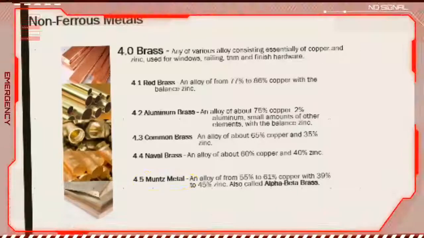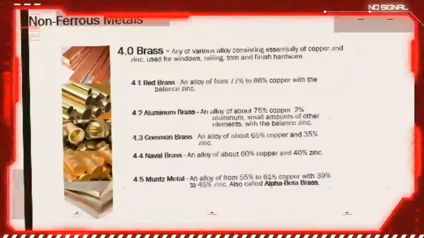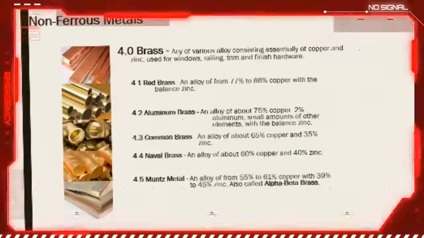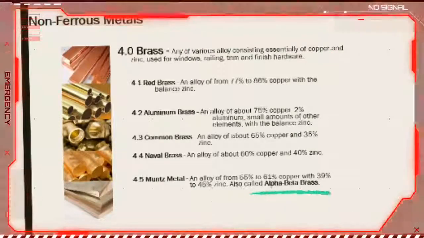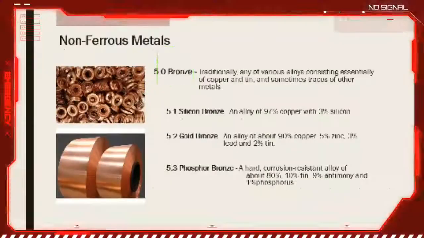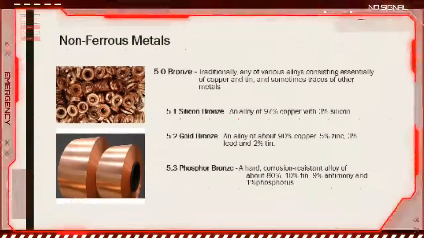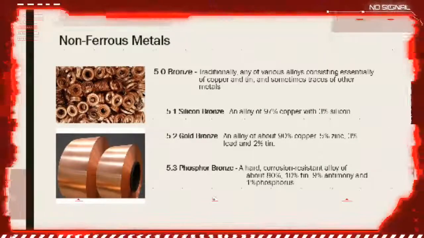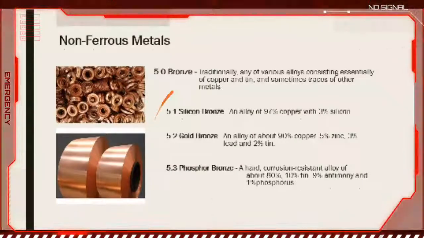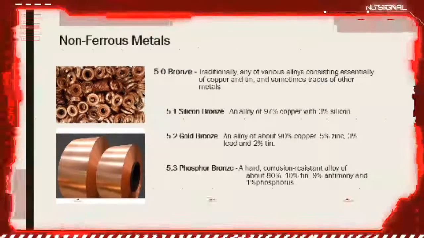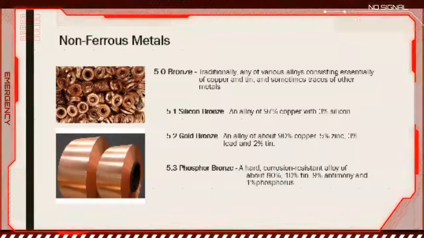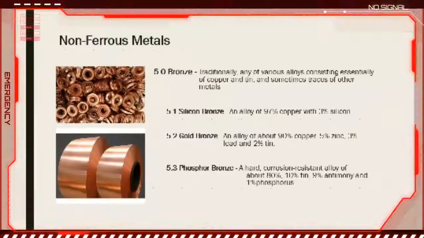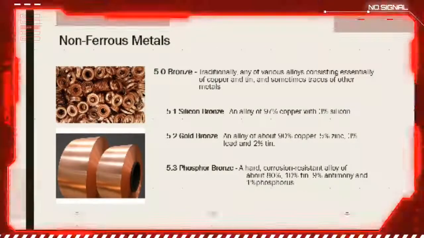Muntz metal, an alloy of from 35% to 61% copper with 39% to 45% zinc, also called alpha beta brass. Next is bronze. Traditionally, any of various alloys consisting essentially of copper and tin, and sometimes traces of other metals. Under bronze is silicon bronze, an alloy of 97% copper with 3% silicon. Next is gold bronze, an alloy of about 90% copper, 5% zinc, 3% lead, and 2% tin.